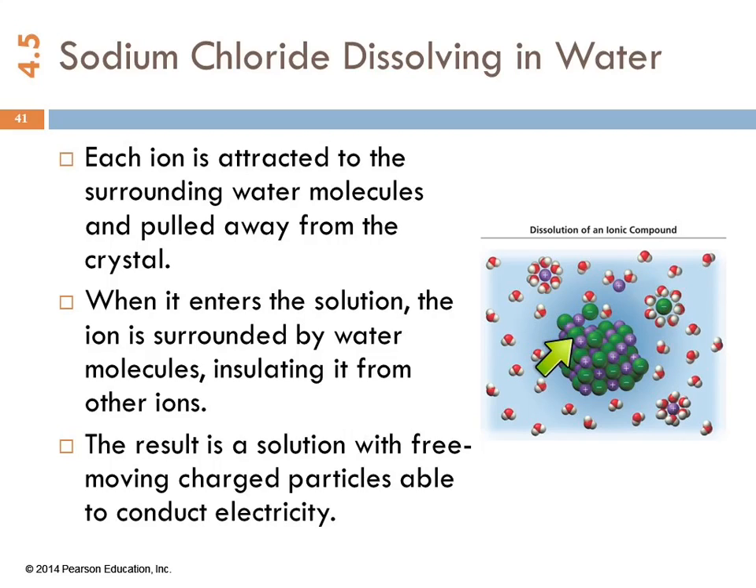And so what happens is the ions are able to separate. And the result is we have a homogeneous mixture with sodium chloride ions distributed throughout, and we also have charged particles that are able to conduct electricity. Electricity is the flow of electrons. Water, pure water, does not conduct electricity. But if you put some salt in it, it does conduct electricity because we have these ions that are free to move.